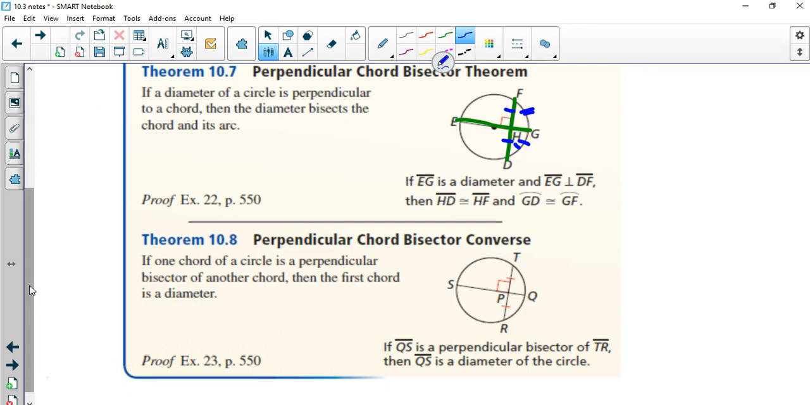So it's saying if one chord of a circle, so now we're starting at the chord, is a perpendicular bisector of another chord, then, I drew that backwards, I'm sorry. So if SQ perpendicular bisects this segment, the first chord is the diameter. Sorry, I went backwards. So, if one chord perpendicular bisects another chord, the first chord is a diameter.